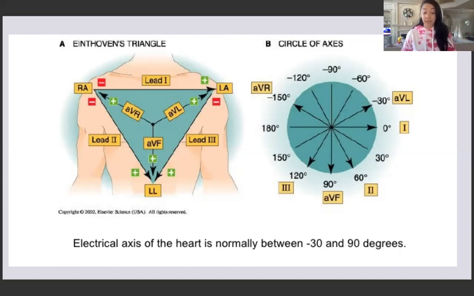Now we have to add in the chest leads, okay? Now the chest leads are perpendicular, they point outward. So they're not flat, they're like this. So those are coming out like this, right? I'll do a little dance for you guys.